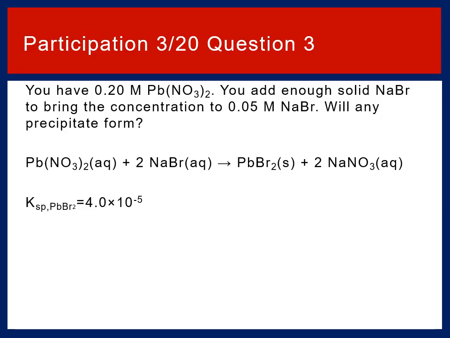Again, you have 0.20 molar lead-2 nitrate. You add enough sodium bromide to bring the concentration to 0.05 molar sodium bromide. Will any precipitate form? Lead-2 nitrate reacts with sodium bromide to form lead-2 bromide solid and sodium nitrate aqueous. Ksp for lead-2 bromide is 4.0 times 10 to the negative fifth.